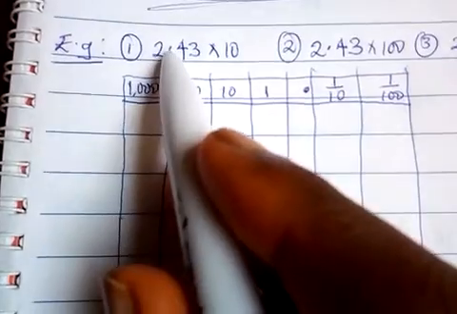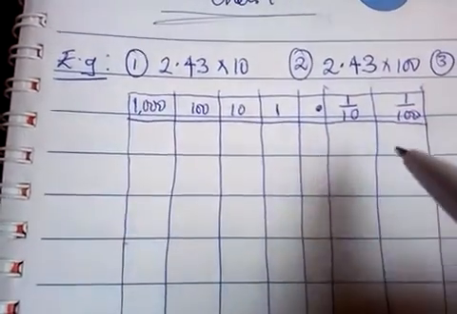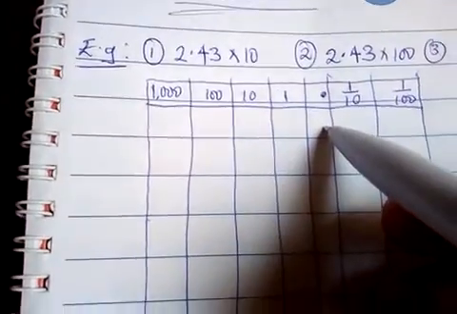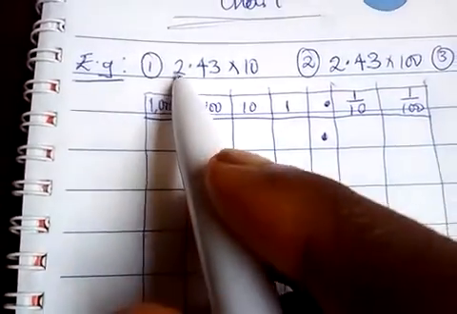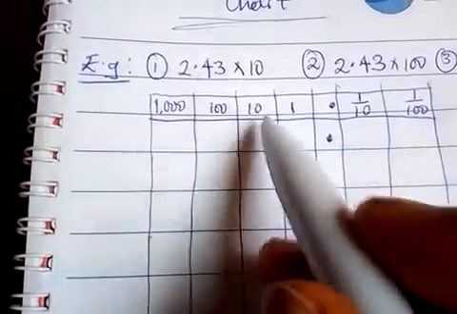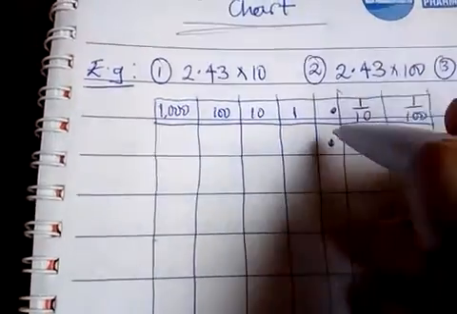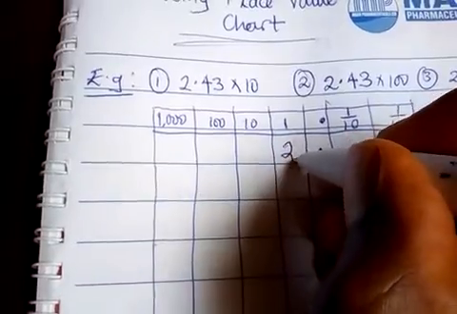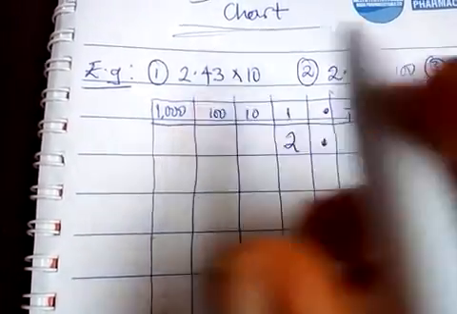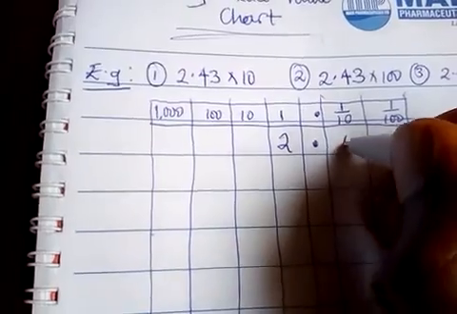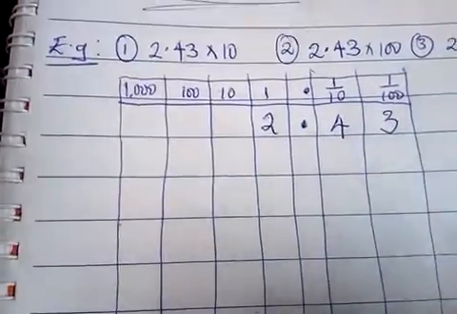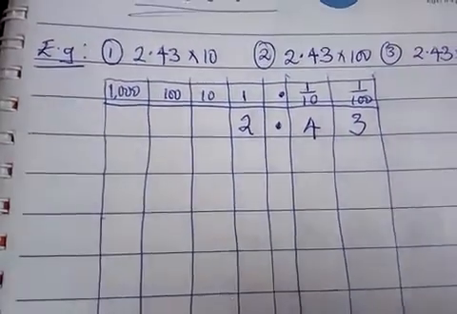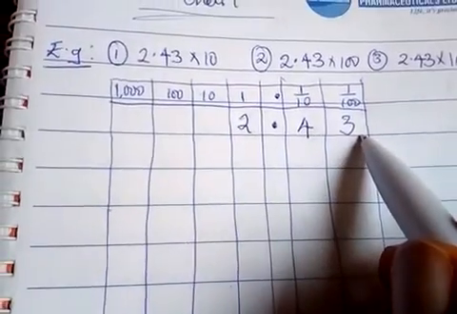2.43. Now we use our period as our pivot, as where we will start. So we have a period here, then we have a 2 under ones, that is close to the period, so we put our 2 here, then 4 after the period under the tenths, then 3 after the 4, that's the hundredths. So 2.43.